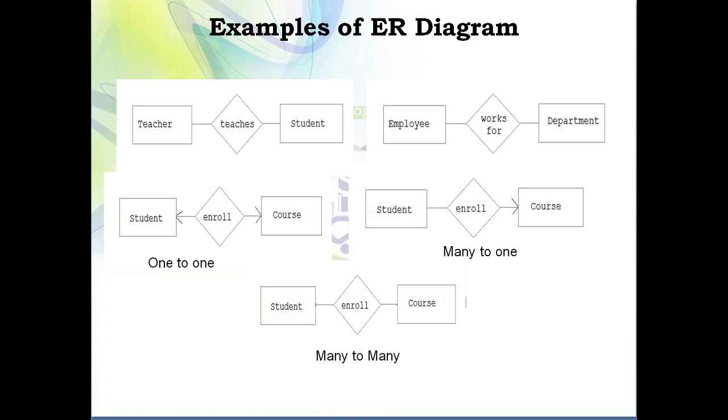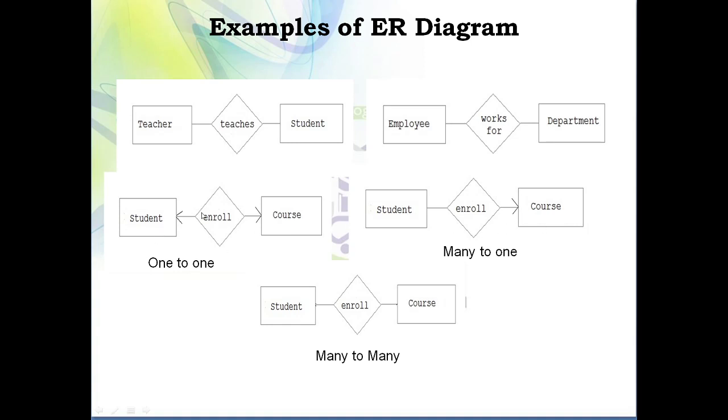So in this case you observe that these are the various examples of an ER diagram. Here we can observe that teacher teaches student. So this is a kind of relationship that exists between teacher and student. Then another diagram is there. Here you can see employee works for department. Then again you observe that student enrolls in the course.